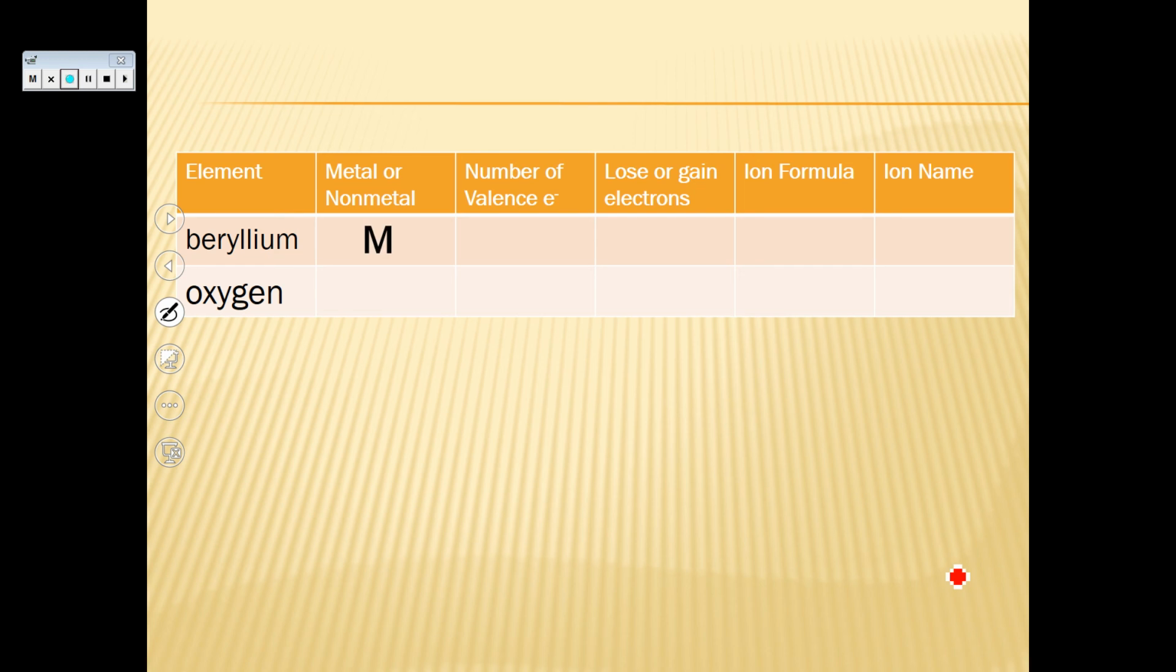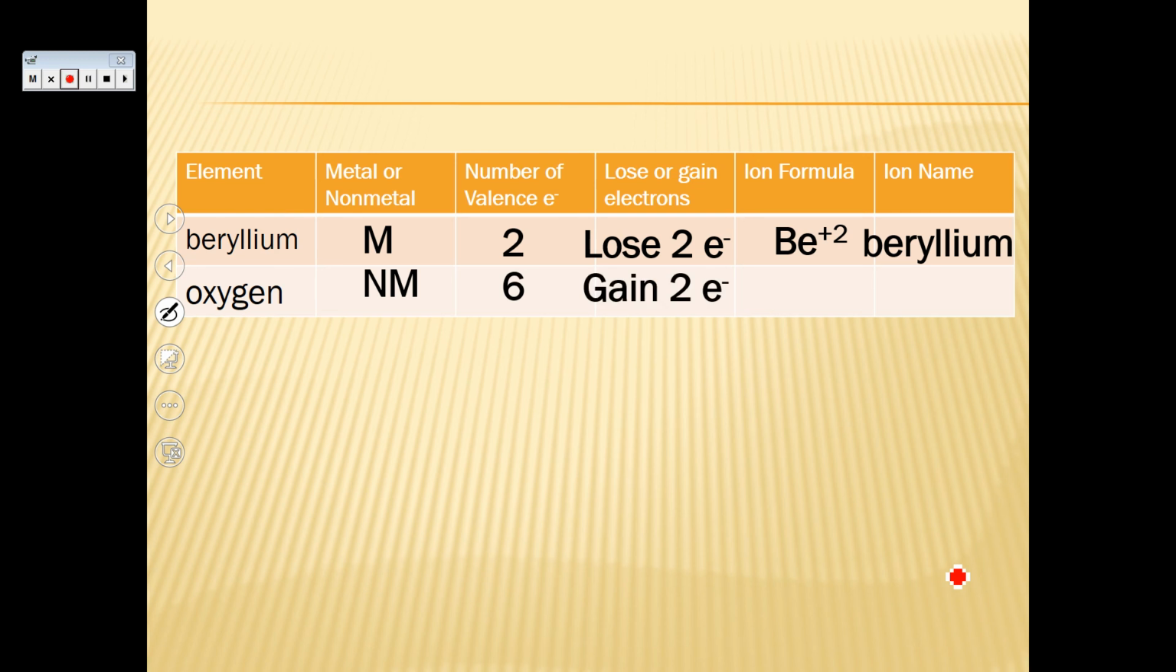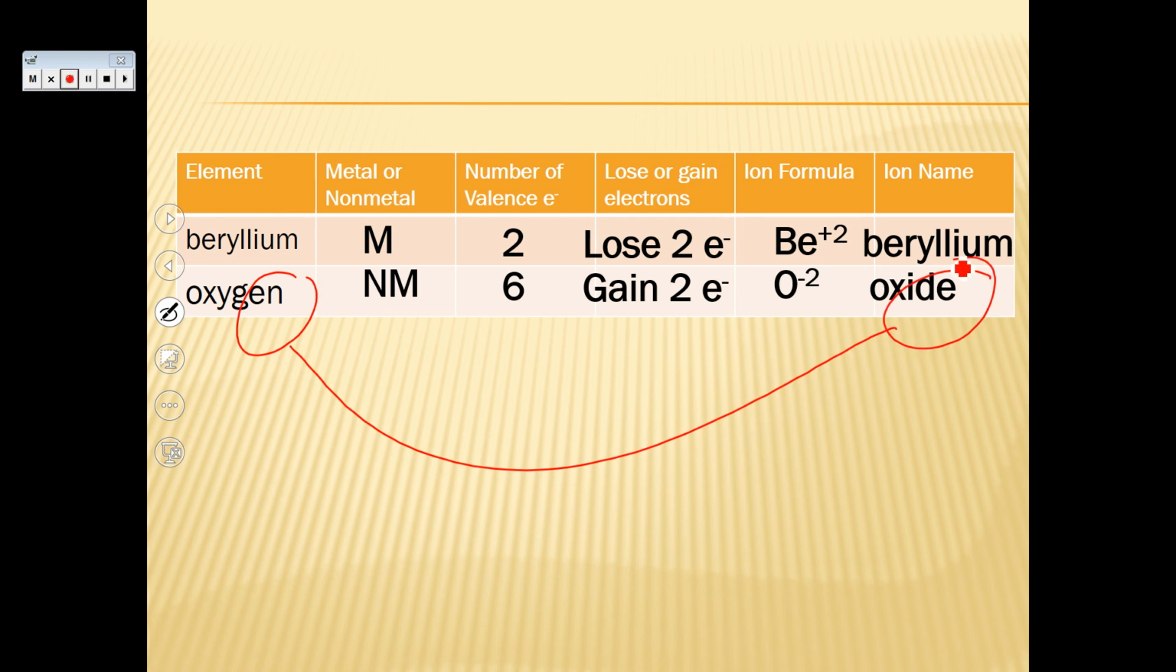So beryllium is a metal. It has 2 valence electrons. It loses 2 electrons to become Be2+. The metal name does not change. It stays beryllium. Oxygen is a nonmetal. It has 6 valence electrons. It gains 2 electrons to become O2-. The suffix for the oxygen ion becomes oxide. So notice that the suffixes change for the nonmetal ions.